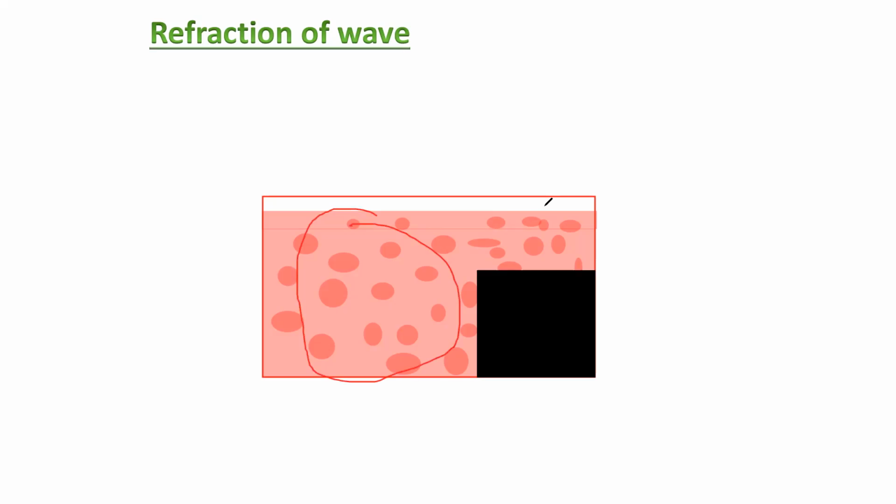But the term refraction means the property of the wave to change speed when it travels from one medium to another. So how can we create a medium in the water? To create a medium in the water, we use a deep and a shallow region. Yes, sir, got it. Thanks.